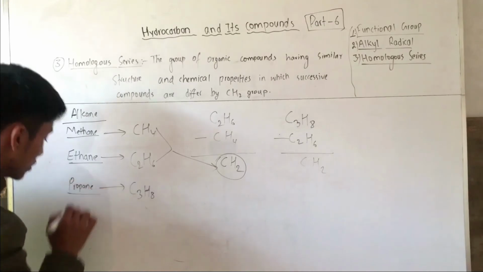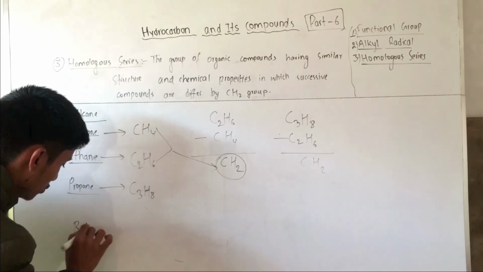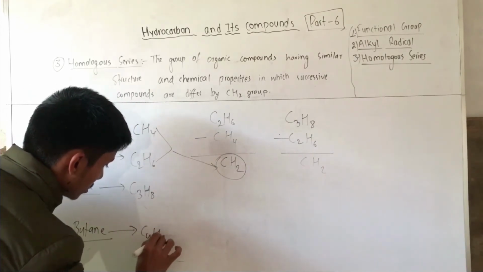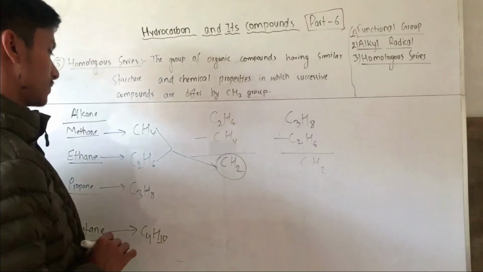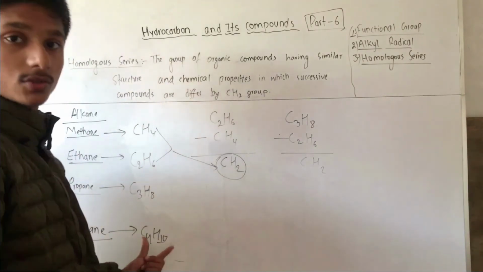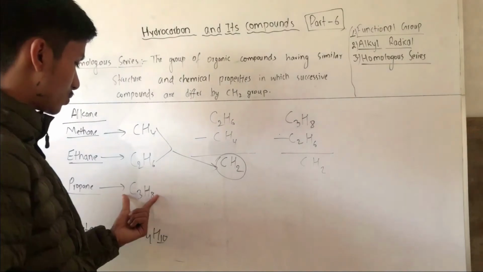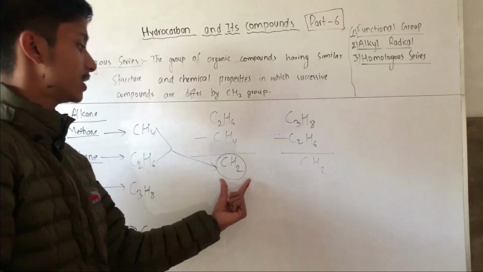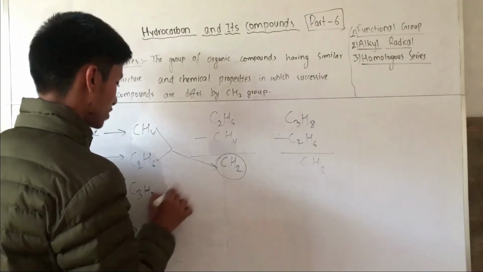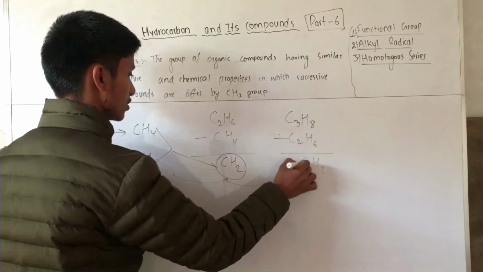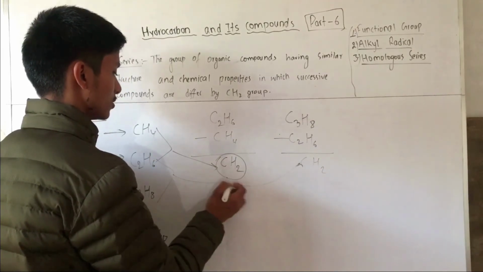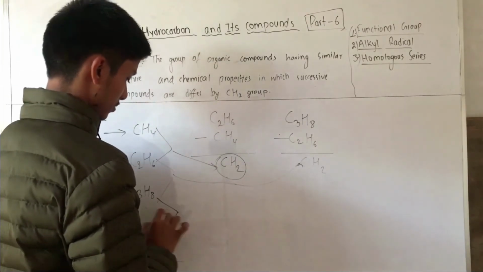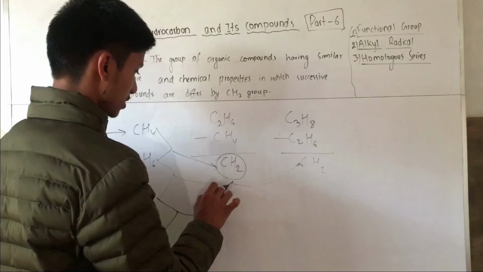And if we see more, then butane. What is butane? C4H10. You can do this yourself. Subtract this one from this. You'll get CH2, and its difference is also CH2. If you do this, then this and this, you will also get CH2.